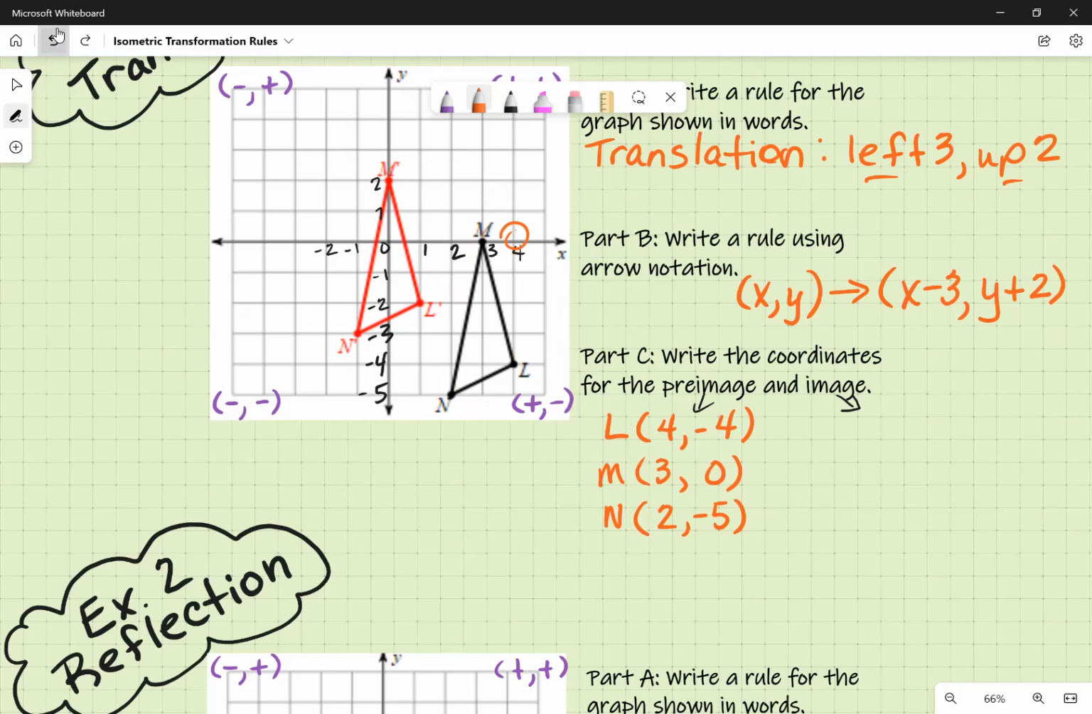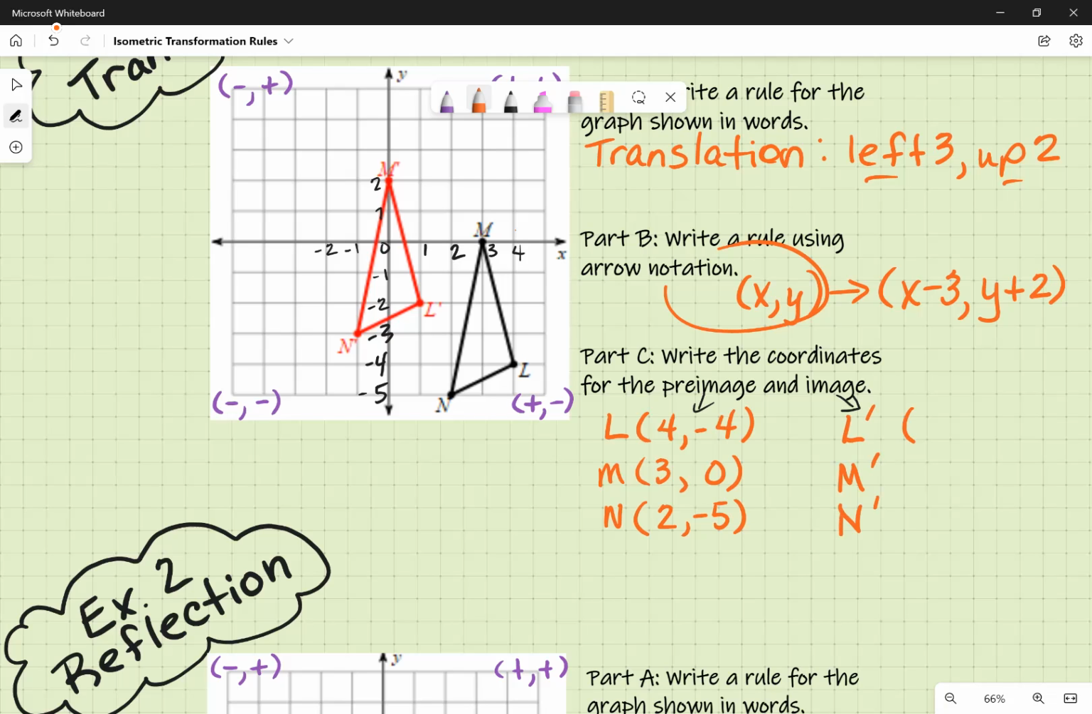So now I want to find the coordinates for the image of each of those points. I'm sorry, the image. I just dealt with the pre-image. This is the pre-image. Those are the coordinates for that. The image is what happens after I complete this rule, this transformation. So it's going to become L prime now. And then I'm going to have an M prime and an N prime.